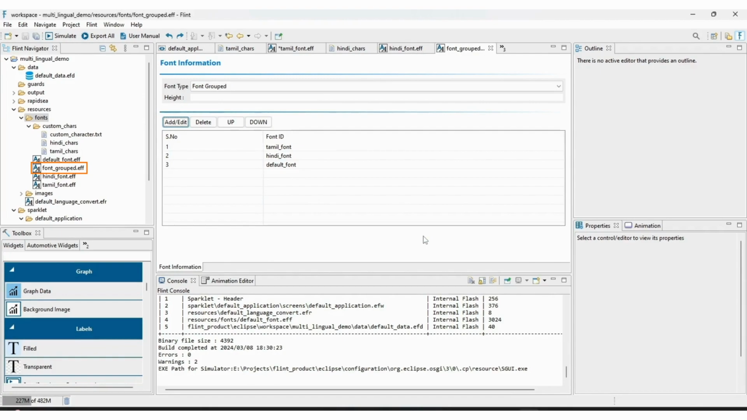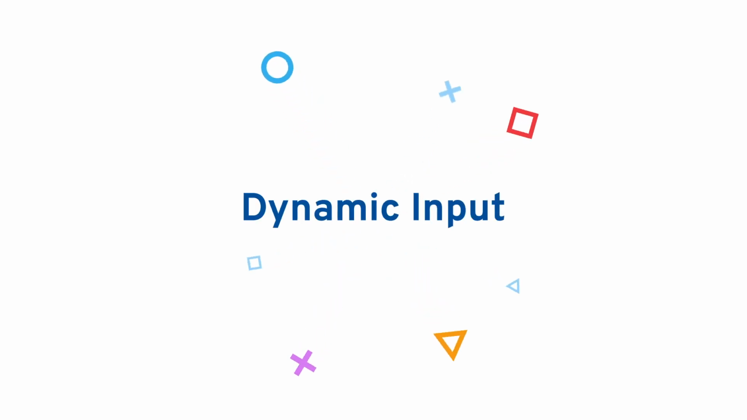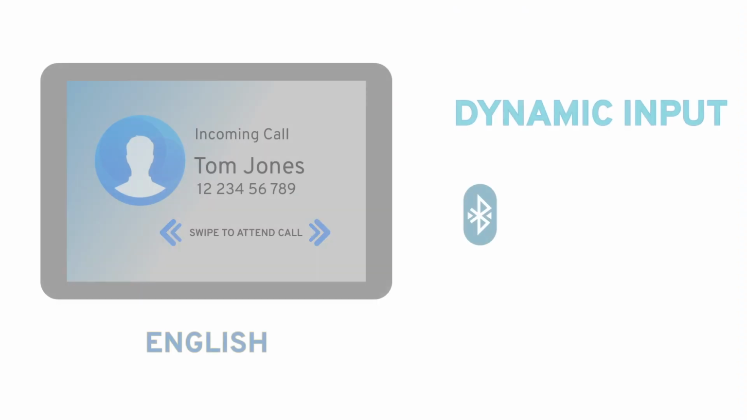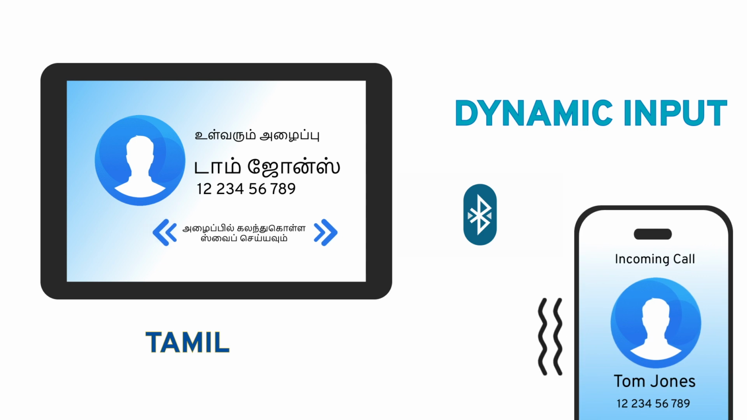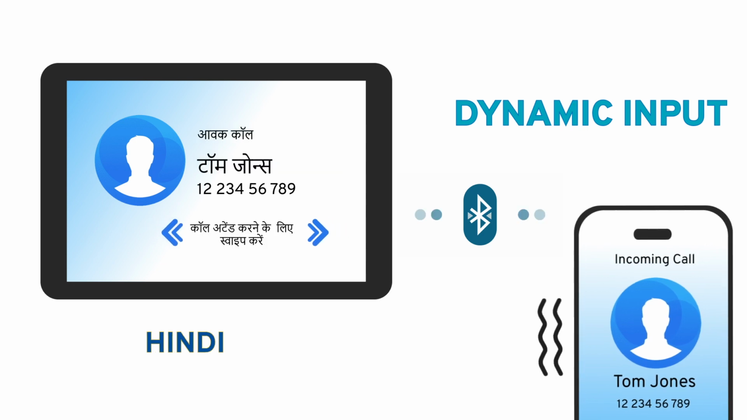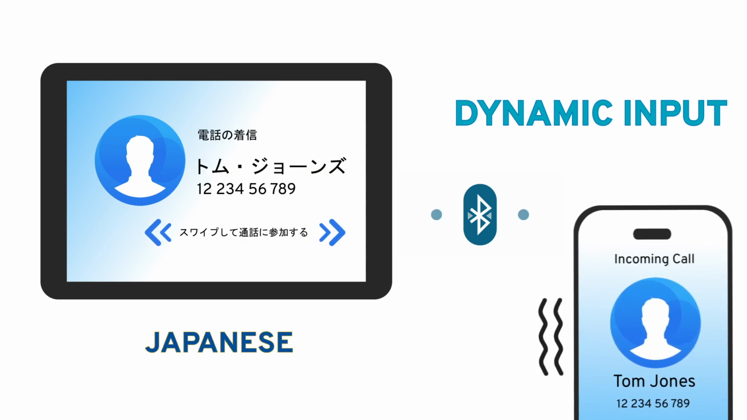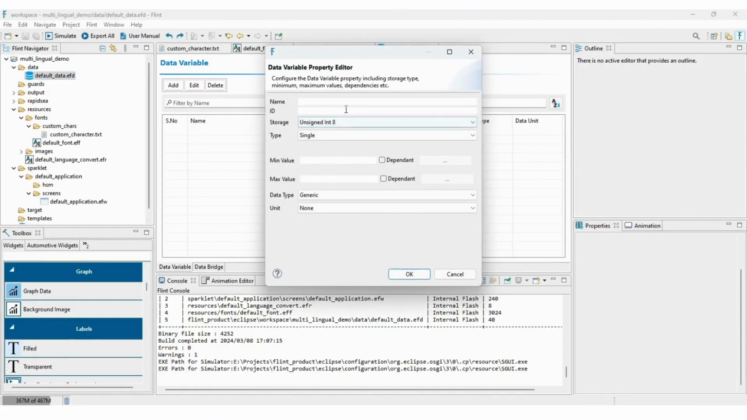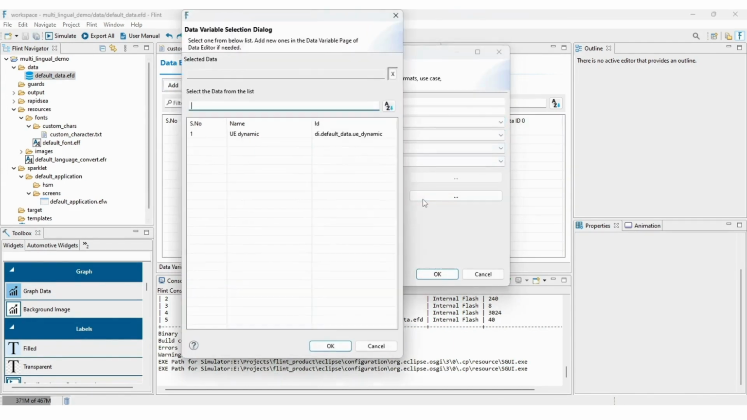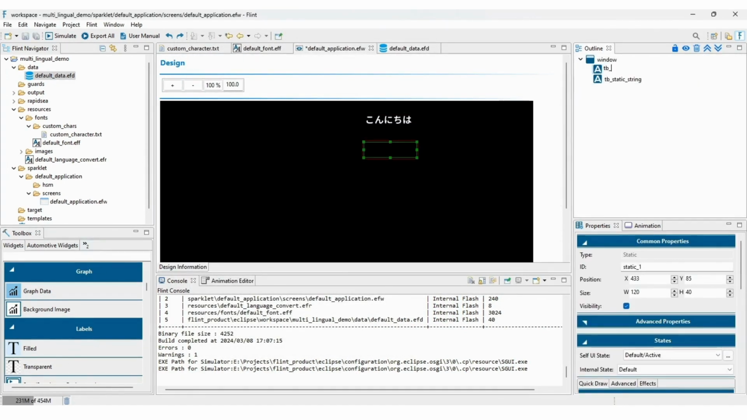any of the three languages in one of the following two methods: dynamic input and static translation. In many cases, the text to be displayed will be dynamically received in the system via external connectivity, such as Bluetooth, Wi-Fi, CAN, and so on. In this case, it is not possible to go for the EFR approach. Rather, create a data variable with UE string type and map it to the label along with selecting the font as the grouped font.